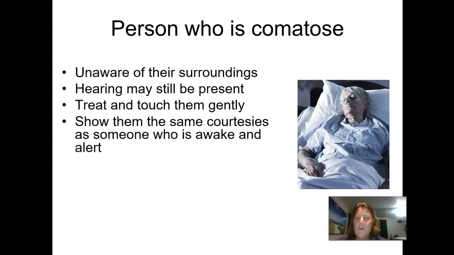A person who's comatose is a person who is unaware of their surroundings. So they're breathing, they're alive, their heart's beating, but they cannot respond to you, they don't wake up, they don't talk to you. But it has been well documented that hearing may still be present. And so always explain things to them. Always talk to them, explain things to them, treat them and touch them gently, and show them the same courtesies you would if that person had been awake and alert.